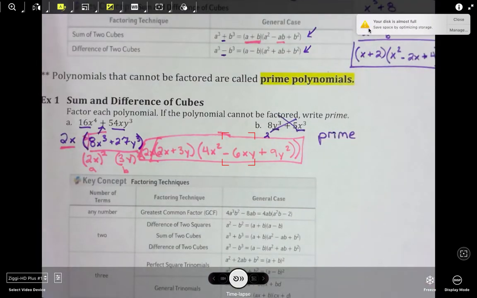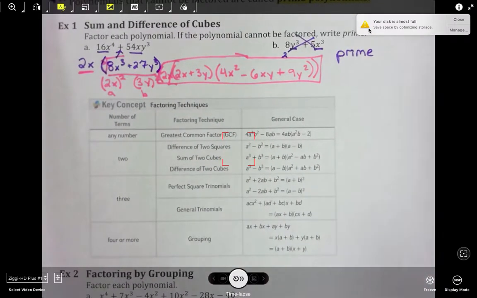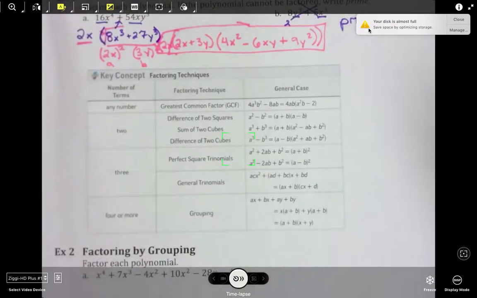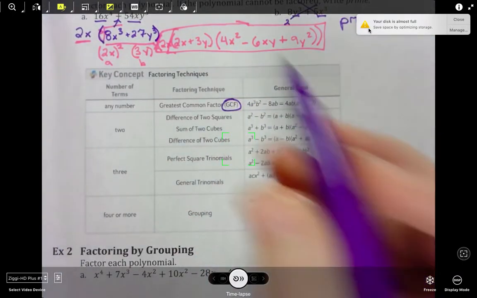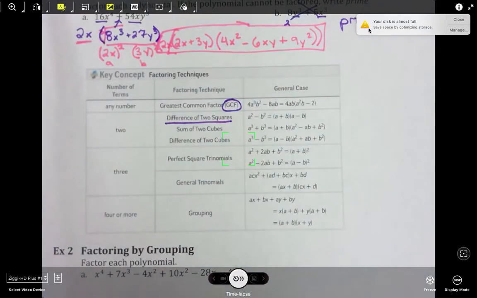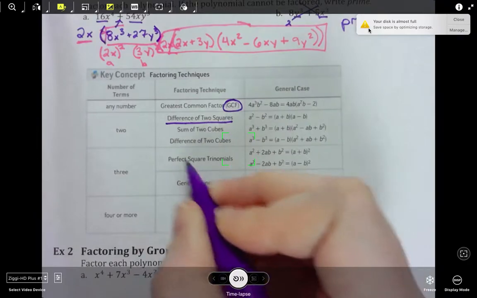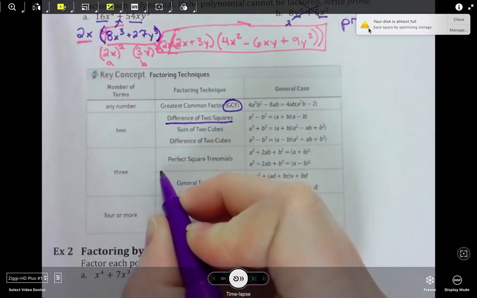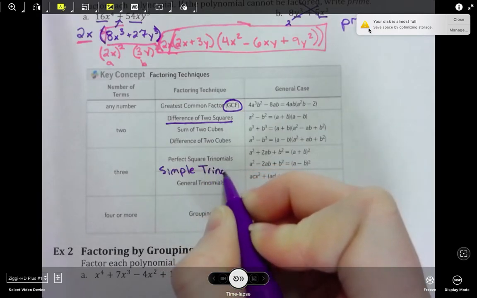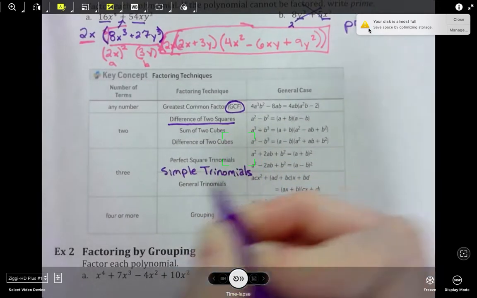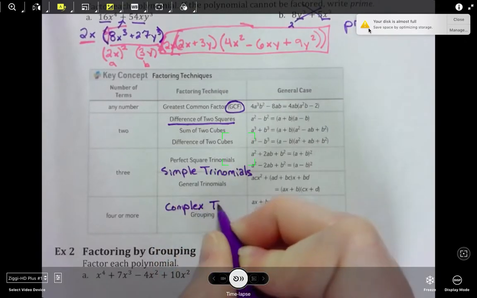Okay? All right, now I want to go down to these factoring techniques down here. And we've talked about each one of these four before. The first one is the greatest common factor. The second one is the difference of two squares. This three-term chunk right here, these are simple trinomials. And this next one is complex trinomials.